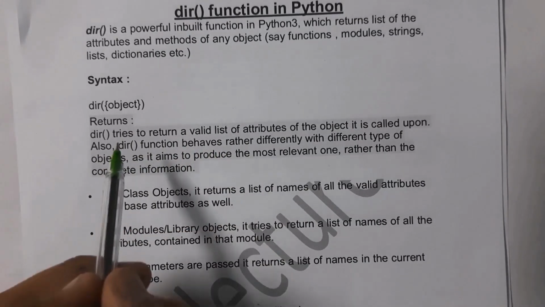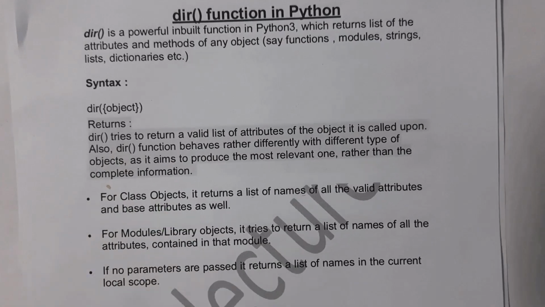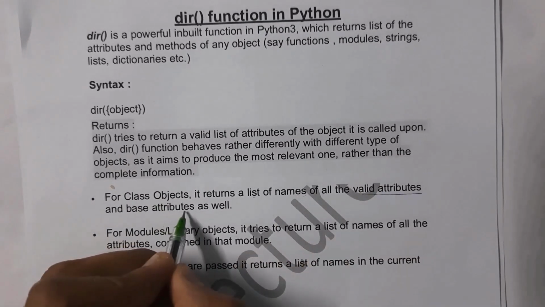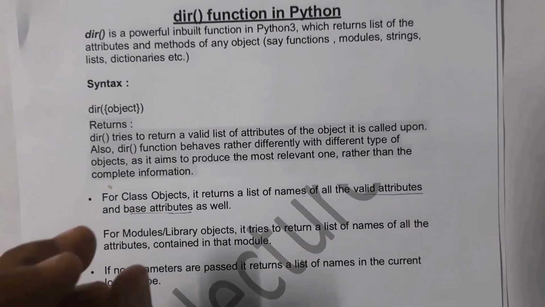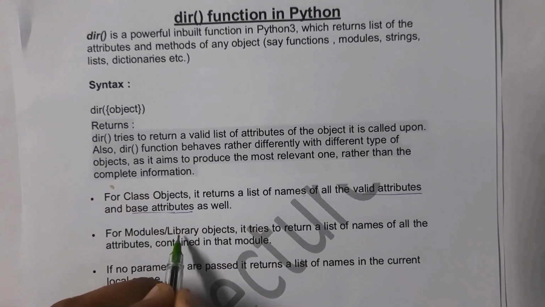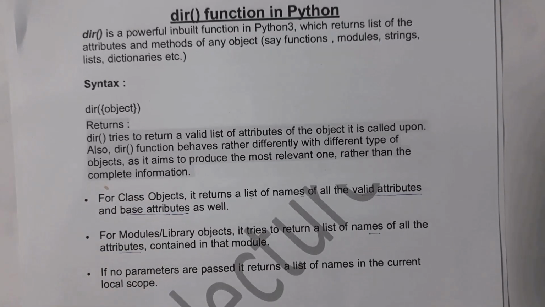For example, in the dir function, if you write class objects, it will return a list of names of all attributes. It will return base attributes too. This is when you include class objects in the dir function. And whenever you include modules in the dir function, then it returns names of attributes supported by that module.